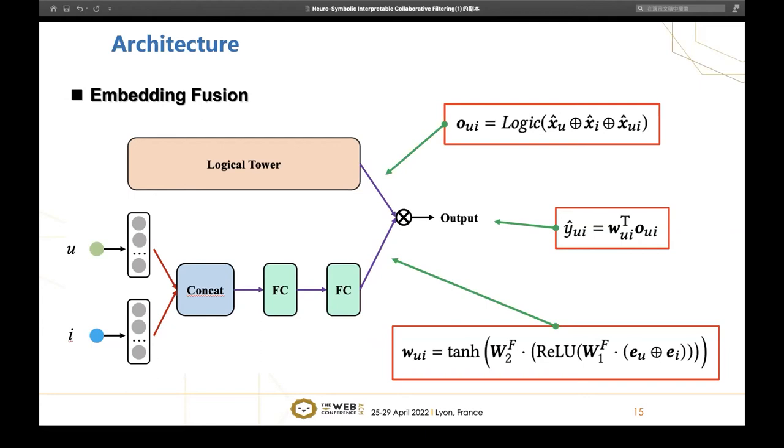And the output of the fusion part and the output of the logical tower, we use inner product to get the final result, which we use to predict whether the user will interact with an item or not.